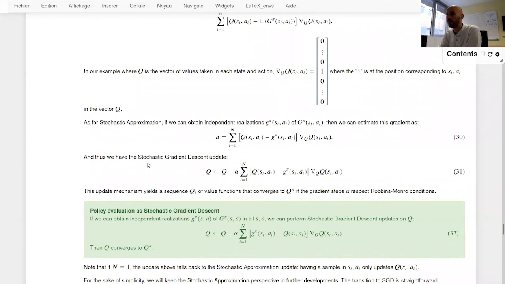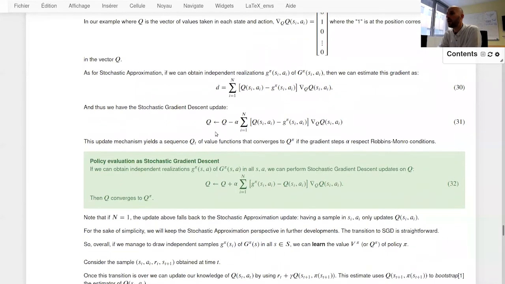And thus we have the stochastic gradient descent update, where Q is updated by applying minus alpha times the gradient to it. This update mechanism yields a sequence Q_t of value functions that converges to Q^π if the gradient steps also respect Robbins-Monro conditions. So basically, stochastic gradient descent is just a generalization of stochastic approximation.